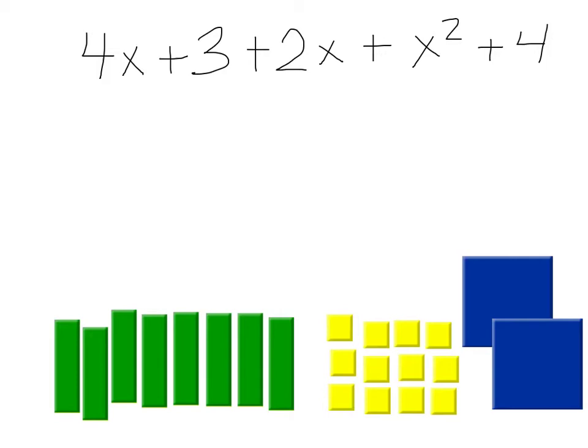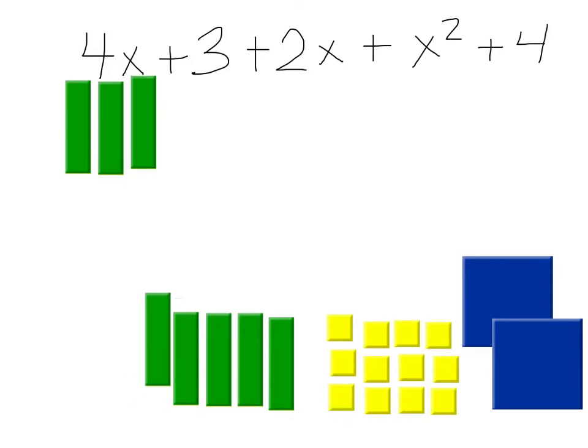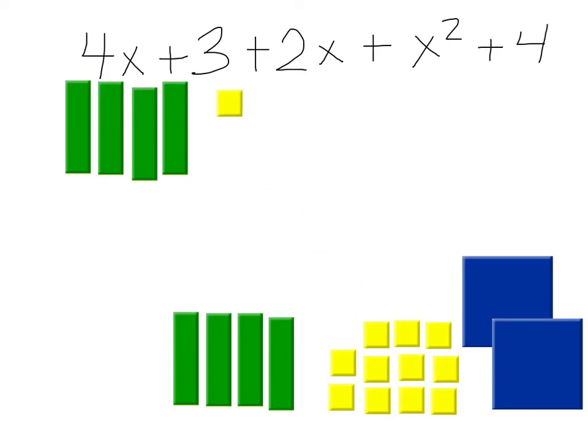So therefore when I read my problem 4x, I have to think, okay, I really have 4 of these x shapes. Okay, and I'm adding it to 3. Well, numbers are units, and they are these 3 little yellow guys. And I'm adding that to 2 more x's.